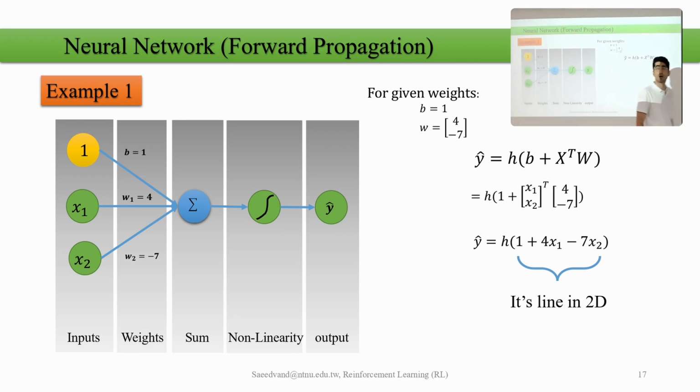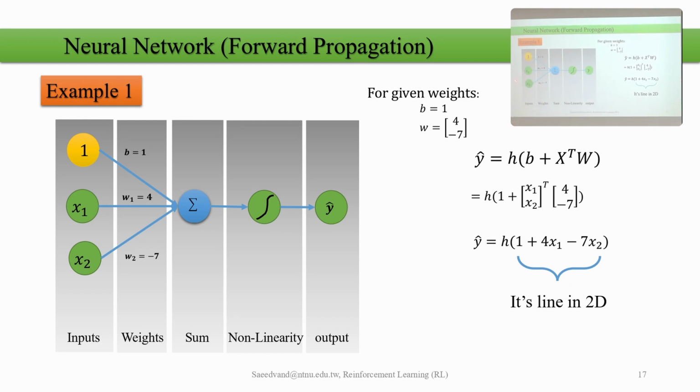Then we can say the y hat, the predicted output, is equal to this equation, h of b added by x transpose w, then we replace the values. So we can write h of 1, replace the 1 over there, x's, inputs, whatever they are, and the weights, 4 and -7. Then by calculating this, simply we can write y hat is equal to h of 1 added by 4 times x1 minus 7 times x2. And it's a line in 2D, in two-dimensional space.